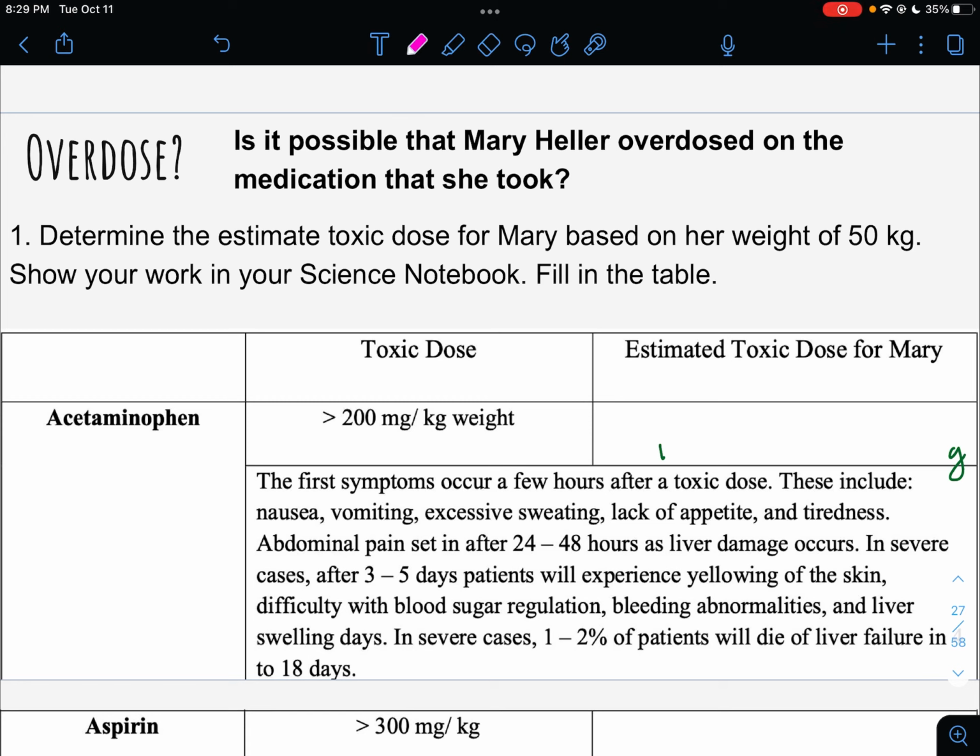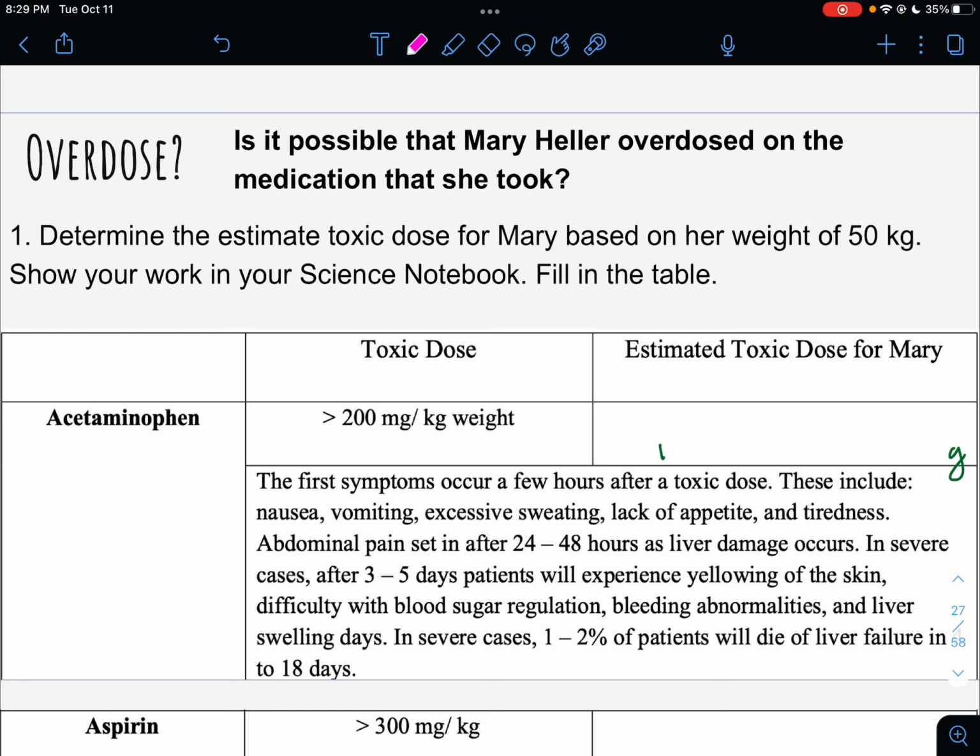So we're going to end up figuring out that this one would be 20,000. These are greater thans, technically. And then 20,000 again. So this is how many milligrams Mary would have to ingest in order to reach that toxic level, which could have resulted in her death.